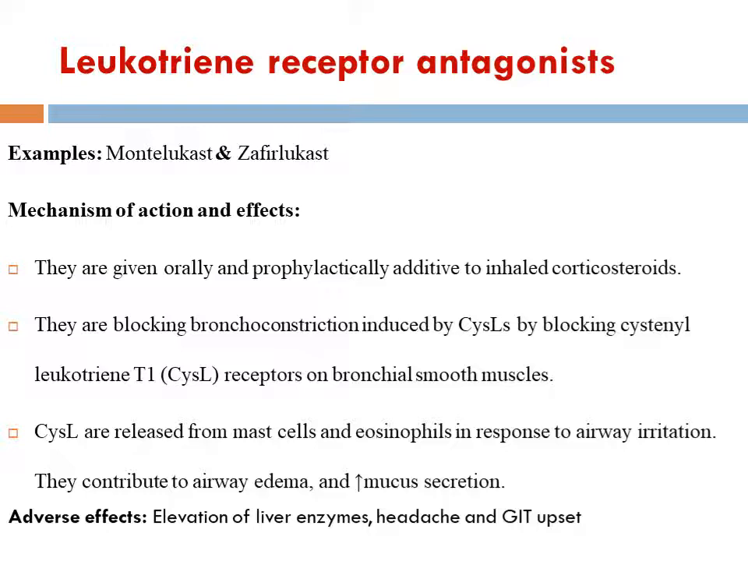Now we begin with the leukotriene receptor antagonists, examples montelukast and zafirlukast. Mechanism of action: it's given orally in prophylaxis of asthma with inhaled corticosteroids. They block the sustained leukotriene receptors and prevent mediating the inflammation in asthmatic patients. So it decreases irritation, inflammation, edema, and mucus secretion in the bronchi. Adverse effects include elevation of the liver enzymes, GIT disturbances, and headache.